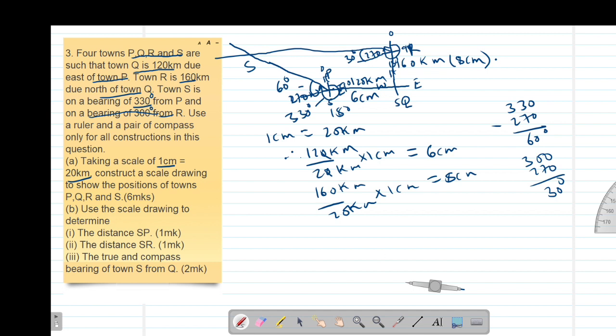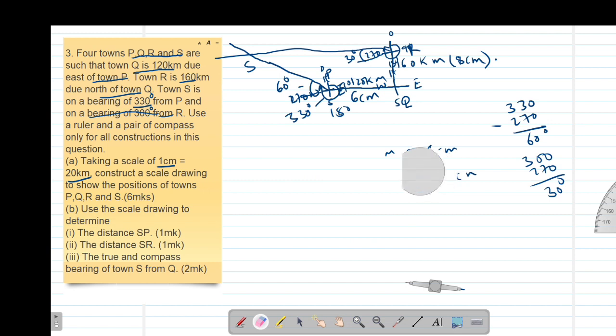So basically, that is the sketch that we need, so that when you have the sketch, now it becomes easier for you to draw the actual scale drawing or the scale diagram. So we are told to use a ruler and a pair of compasses only for all constructions in this question, which means we don't need a protractor in this particular case.